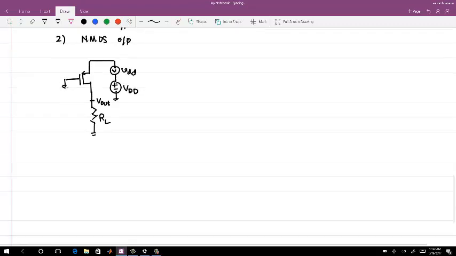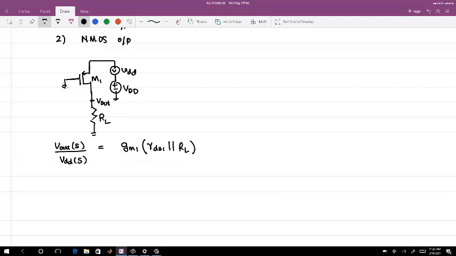So in this case, your Vout of S with respect to VDD of S is equal to GM1 times RDS1 in parallel with RL. Since you can work this out, the expression, you have this gain.